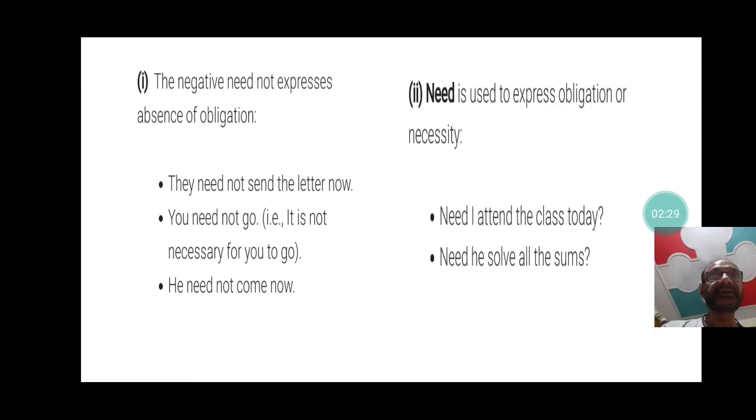The negative need not expresses absence of obligation. As we have seen, must is an obligation, should also at times obligation, have to is an obligation, but there are times when there is absence of obligation. You need not worry. You are not obliged to be worried because the thing has been done or completed.